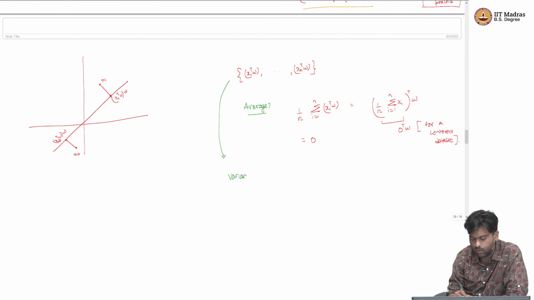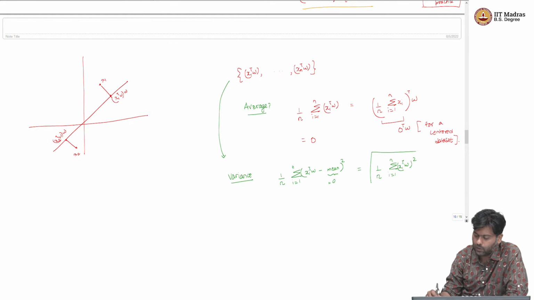Now, fine. So, what can we say about the same set of values, but let us look at the variance, right. How much spread is there in this bunch of values? How would we compute the variance? Well, we can do it this way: 1 over n sum over i equals 1 to n of xi transpose W minus the mean, squared, where the mean is the average of this bunch of numbers. But we know that the mean is 0. That is what we just looked at. So, this value is just going to be 1 over n sum over i equals 1 to n of xi transpose W squared, right.